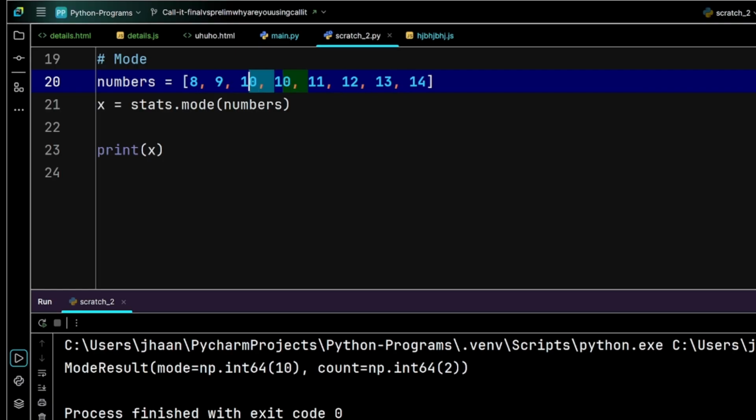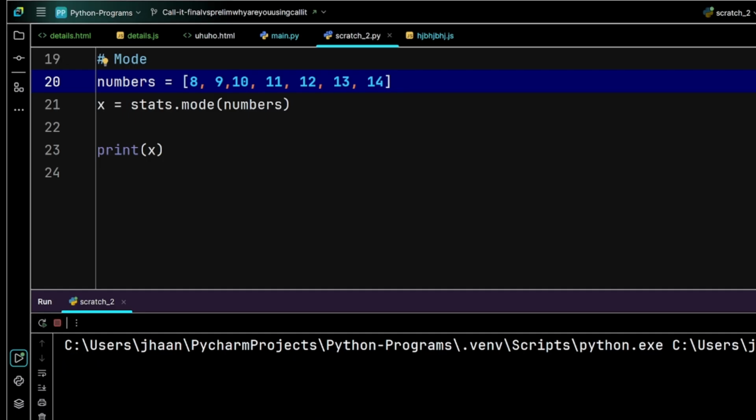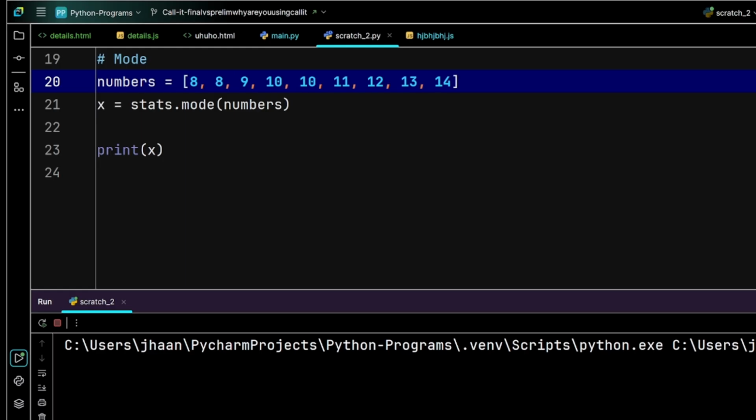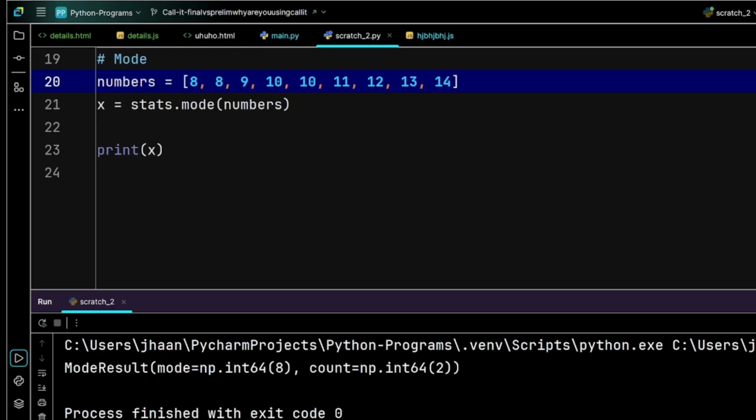And now if we take it away entirely, it just gives 8, because that's the first one and there is no mode now. So it just takes the first value and prints it. If we take 10 two times, for example, and 8 two times, the only mode it will give is 8, because that's the one coming first. So it just takes 8 and counts it as 2.